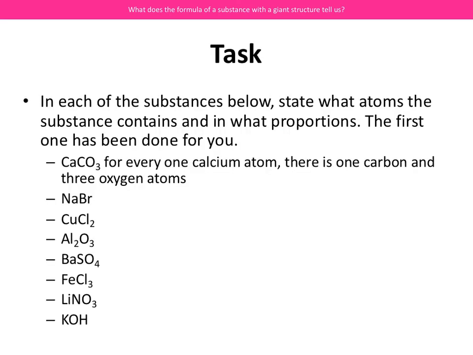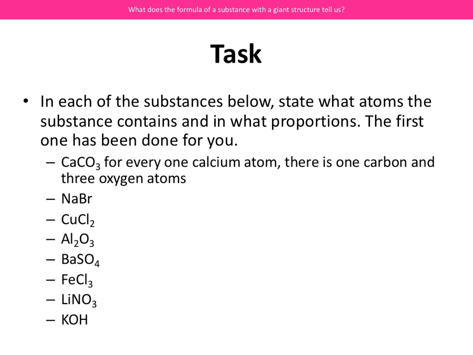So now we've got some other substances which are not molecular but are giant structures. For each of them, what I'd like you to do is say what atoms or elements the substance contains and in what proportion. The first one's been done for you: calcium carbonate, CaCO3. For every one calcium, there's one carbon and 3 oxygens. So pause the video, have a go at the ones that follow, and then we'll look at the answers together.